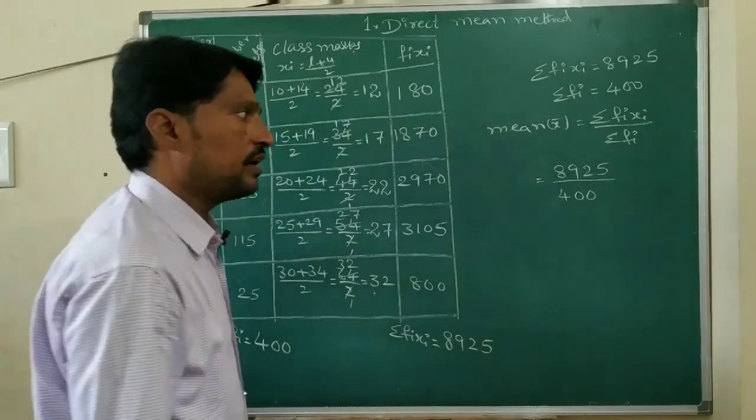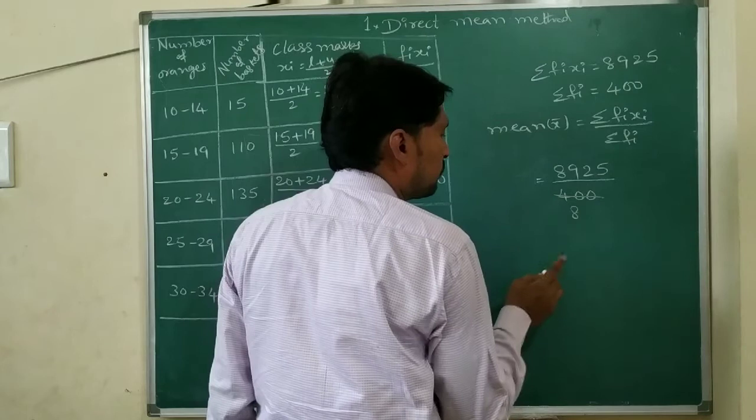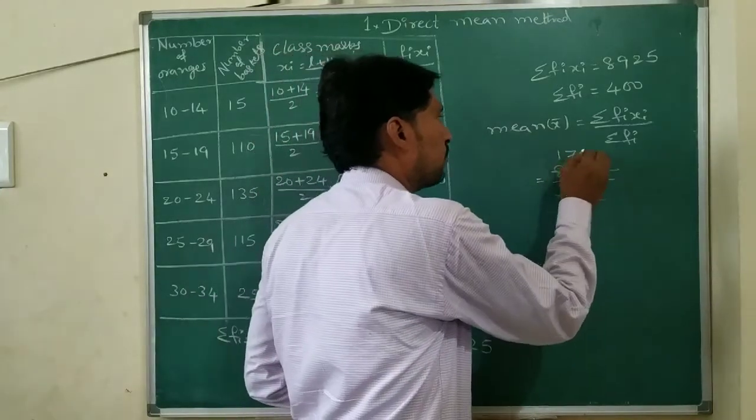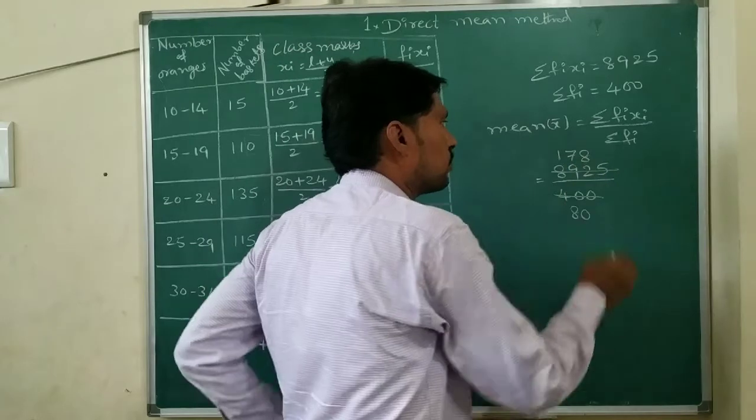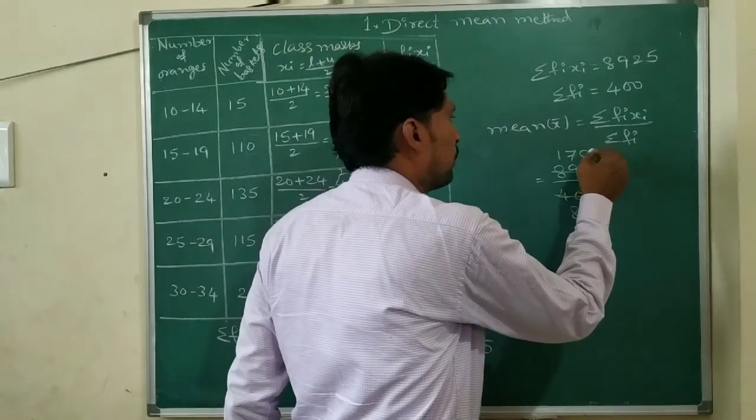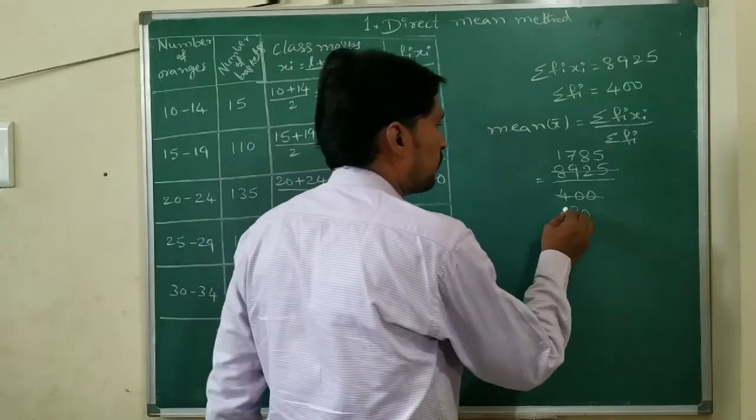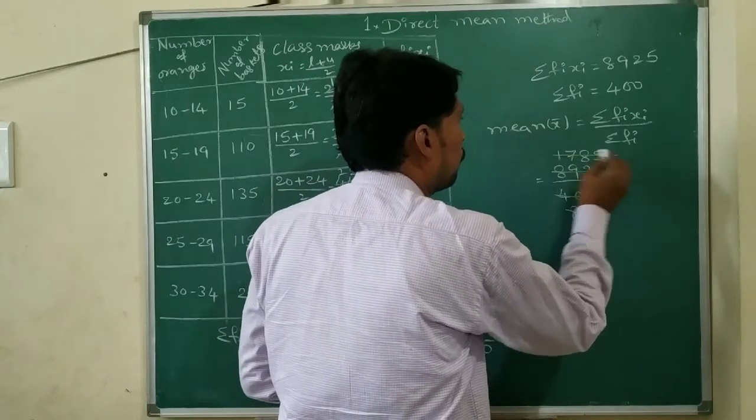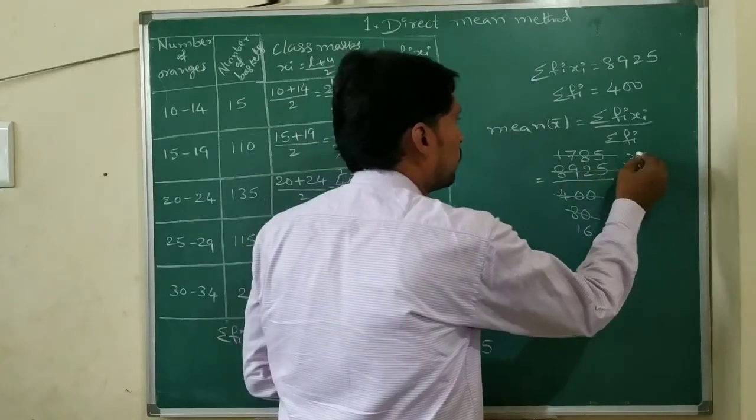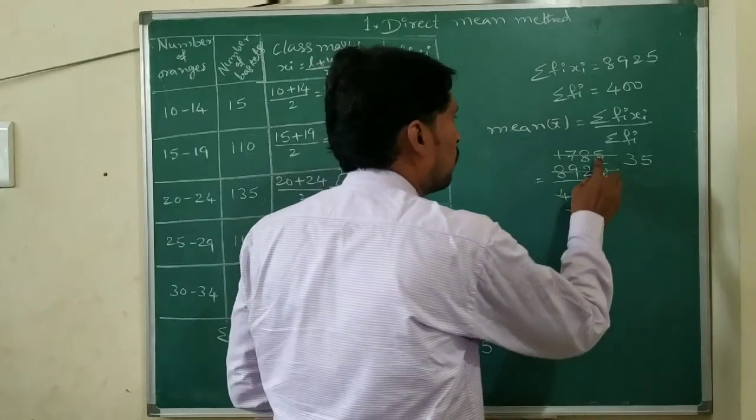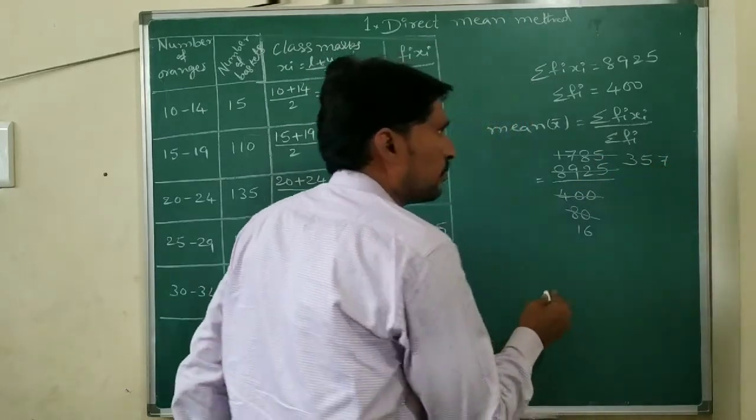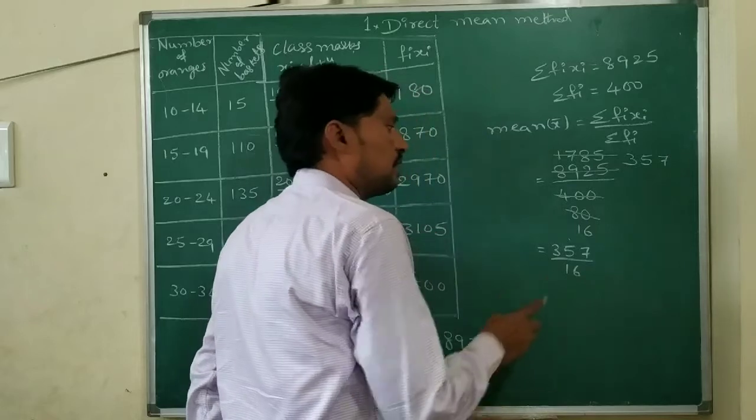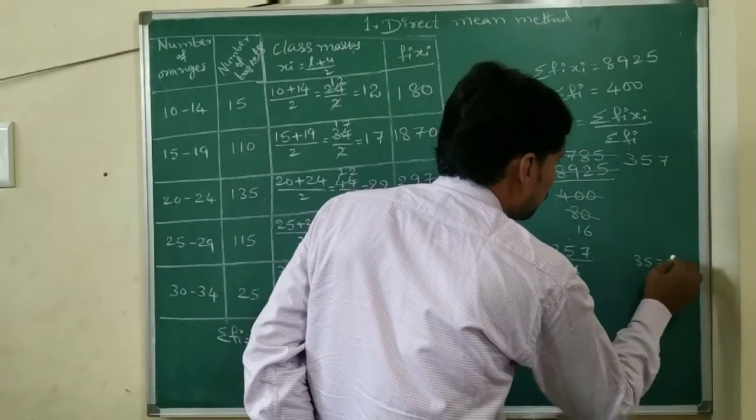Now we need to cancel using the 5 table. 5 8s are 40, 0 as it is. 5 1s are 5, 3 remained. 5 7s are 35, 4 remained. 5 8s are 40, 2 remained. 5 5s are 25. Again I am cancelling with the 5 table. 5 1s are 5, 3 remained. 5 6s are 30. Here 5 3s are 15, 2 remained. 5 5s are 25, 3 remained. 5 7s are 35. That equals 357 by 16. We need to take the division.